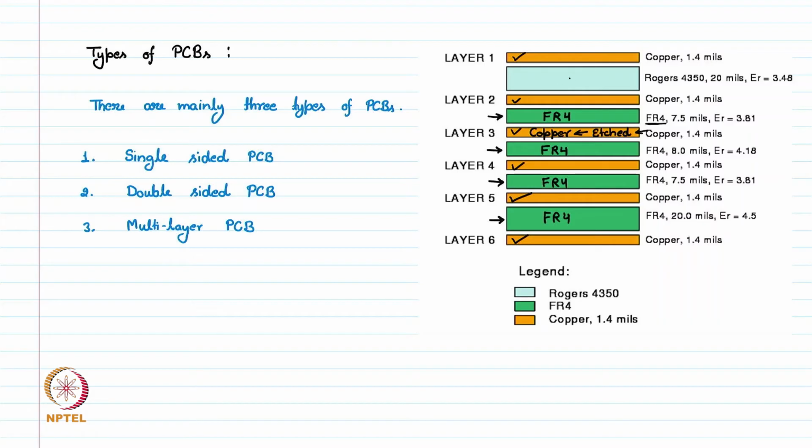You can put different types of substrate also. For example, this is a different substrate than FR4. You can also put them. Some are compatible, some are not, so we need to take care. However, this is possible. So this is a multi-layer PCB.